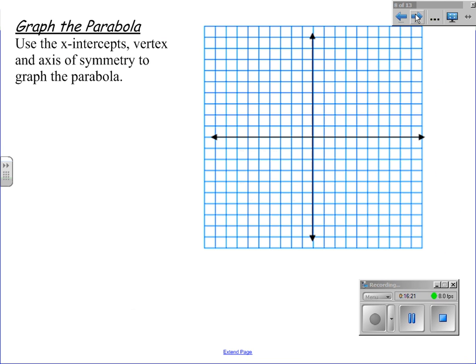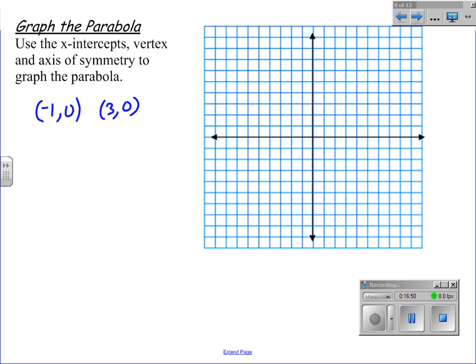All right, so let's put everything together. We learned that the x-intercepts were, what were they? 1, negative 4? Or no, they were negative 2 and 3? No, it was negative 1 and 3. Negative 1 comma 0 and 3 comma 0, right?